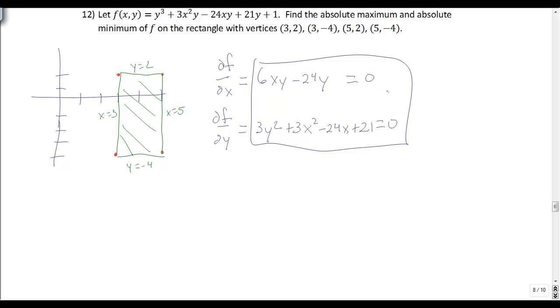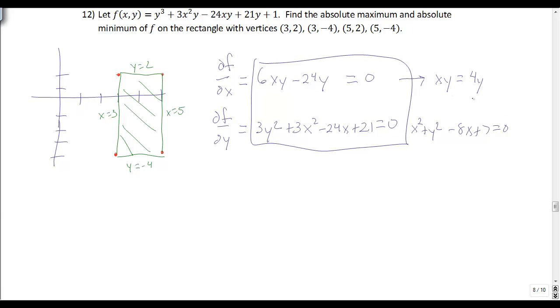Now, the first thing I would notice is you can divide by a greatest common factor in both these equations to make them a little simpler. The first one I can divide by 6, and I get xy - 4y, but I can write that 4y on the other side, so xy = 4y. The second one I can divide everything by 3, so that's x² + y² - 8x + 7 = 0.